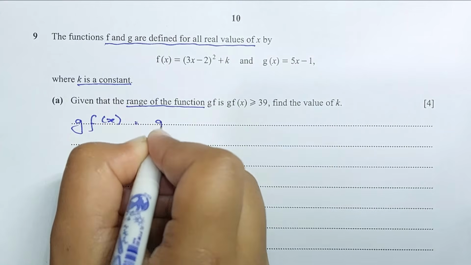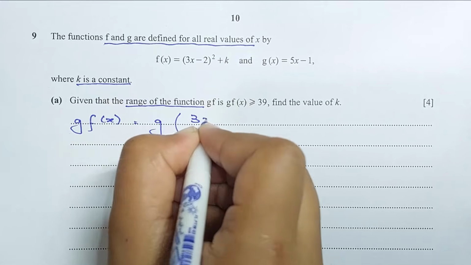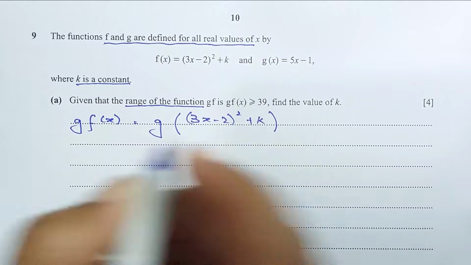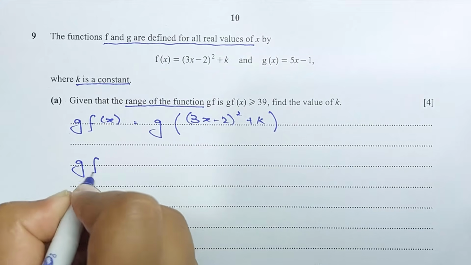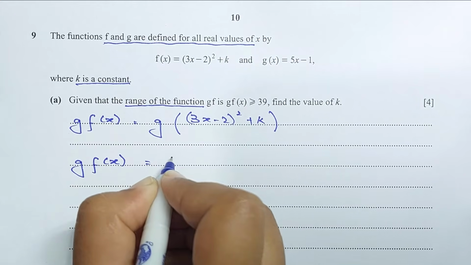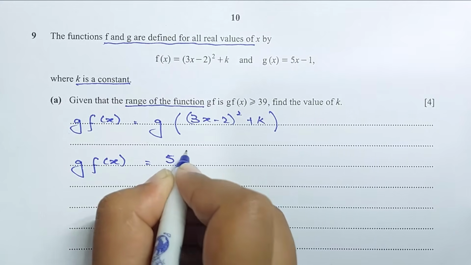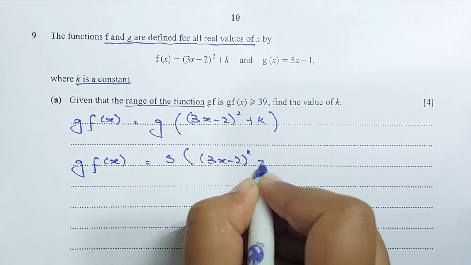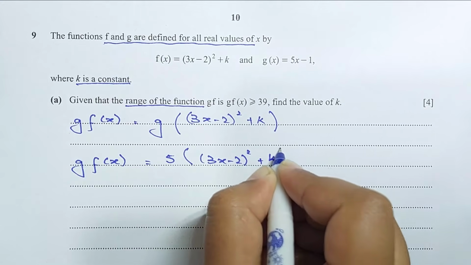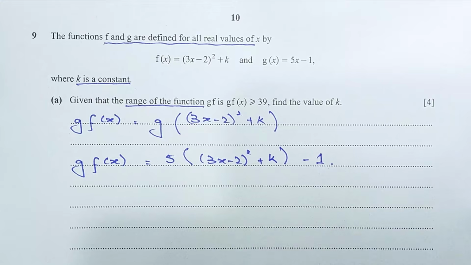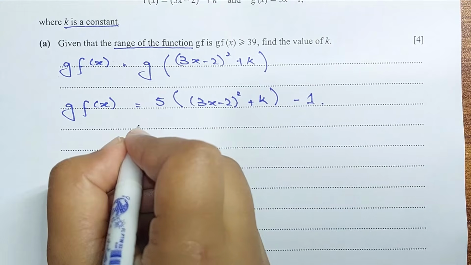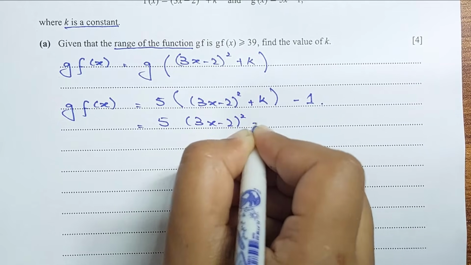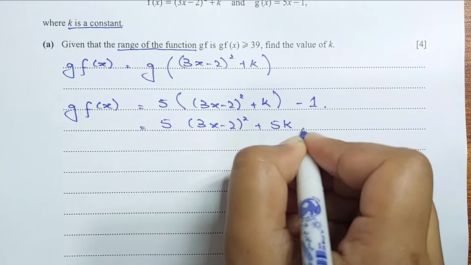Okay, so we have f of x is 3x minus 2 whole square plus k, right? And gf of x is going to be g of this, so 5 times 3x minus 2 whole square plus k, and minus 1. Let me simplify this: 5 into 3x minus 2 whole square plus 5k, and minus 1.